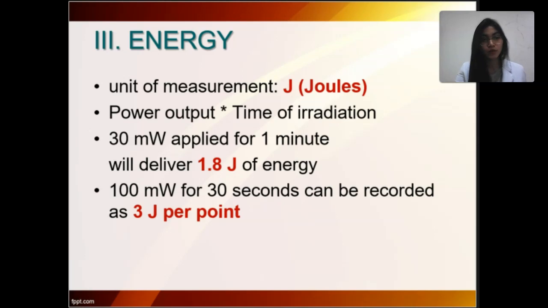Try again with the next example. Pause again, and then we'll check if it really comes out as 3 joules. If you divide 100 by 1,000, that would be 0.1. Then, since the time is already in seconds, go straight to times 30. So that would be 3 joules per point. It is per point because, again, we will be using the in-contact technique.